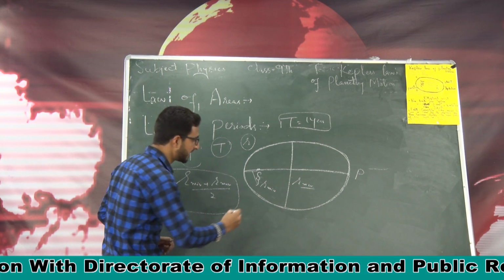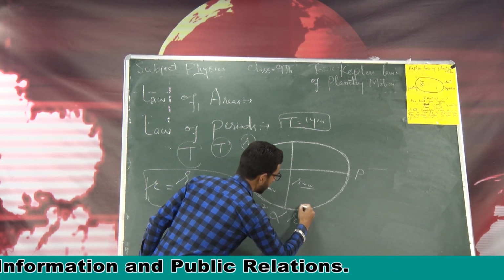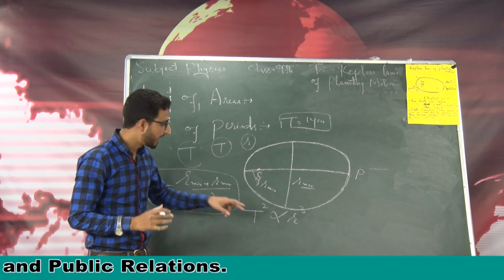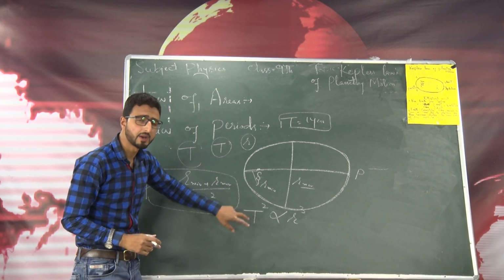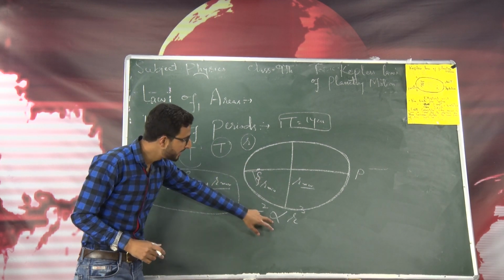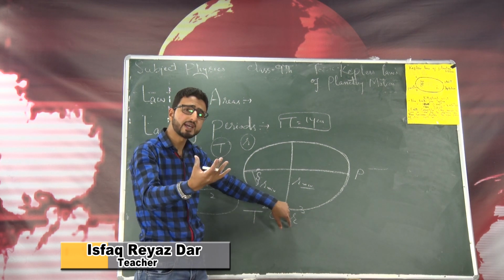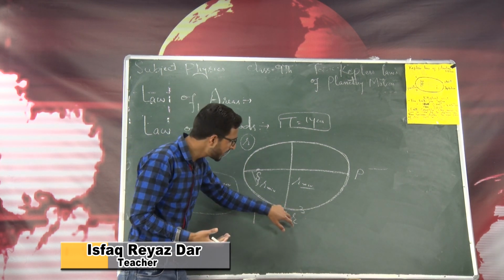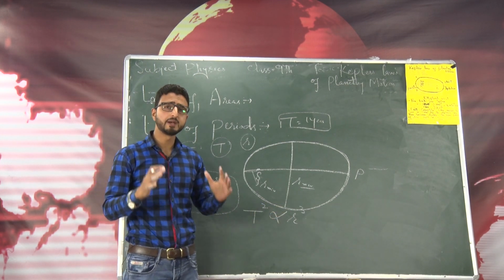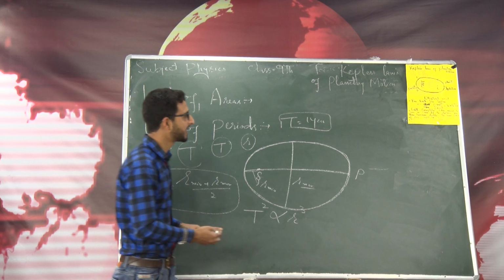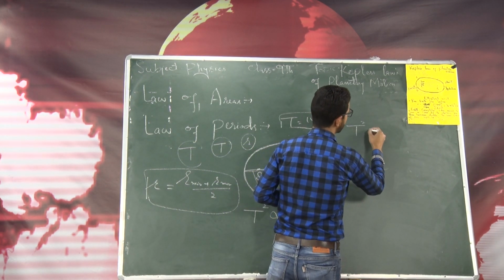क्या है इसका statement, मैं यहाँ पे बताऊंगा आपको. T square is directly proportional to r cube. I mean, according to Kepler's third law, the square of the time period of a planet around the sun is directly proportional to the cube of the semi-major axis of the elliptical orbit, or you can say the cube of the average distance of the planet from the sun. This is the statement of Kepler's third law. So I can write here T square is directly proportional to r cube.